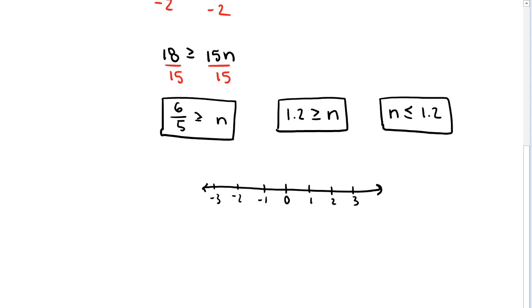Well, here we're saying that at 1.2, that value is included in the solution set, and all the numbers that are less than that are also included in the solution set. Maybe it'll be clear if I use colors. So this is a picture of all the numbers on our number line that make this inequality true.